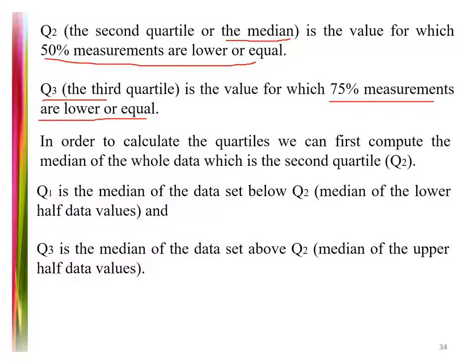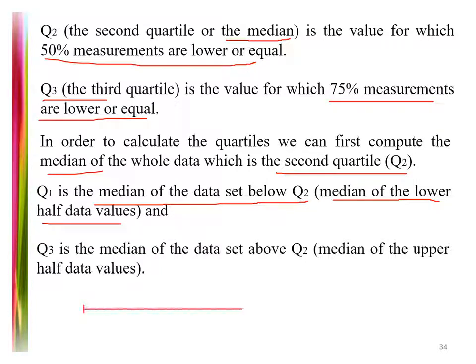In order to calculate quartiles, we can first compute the median of the whole data, which is the second quartile. You already know the median calculation. Then Q1 is the median of the data below Q2. This is a very popular method for Q1 calculation: the median of the lower half of data.